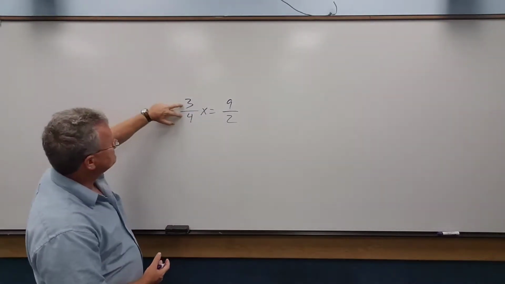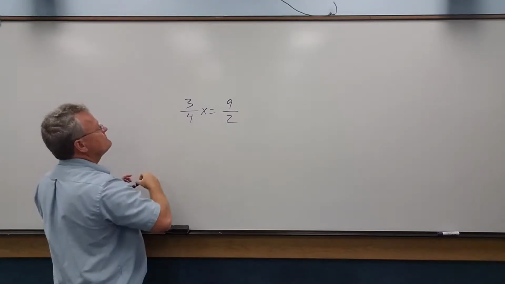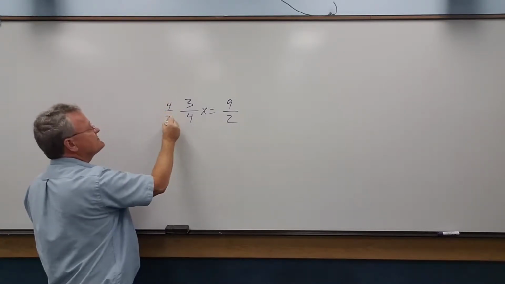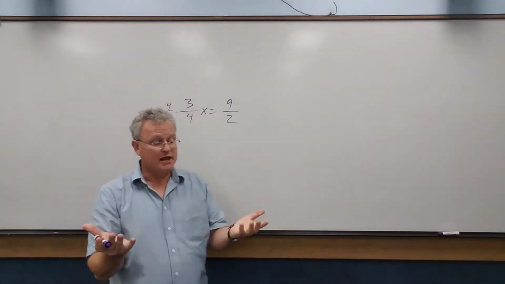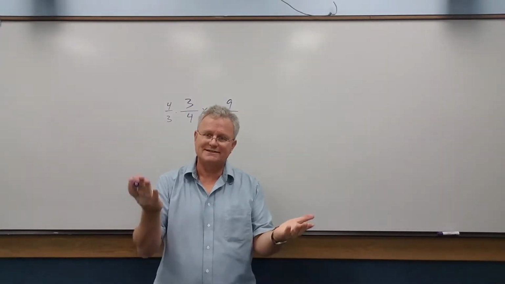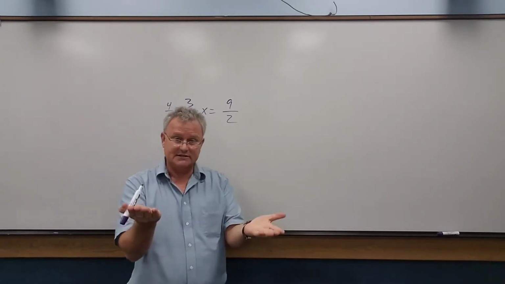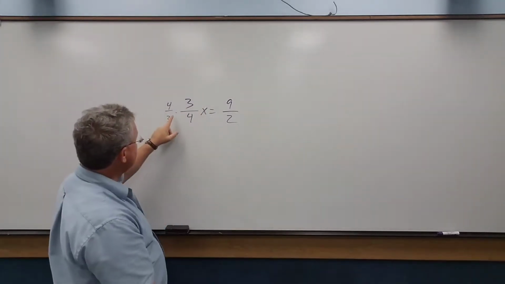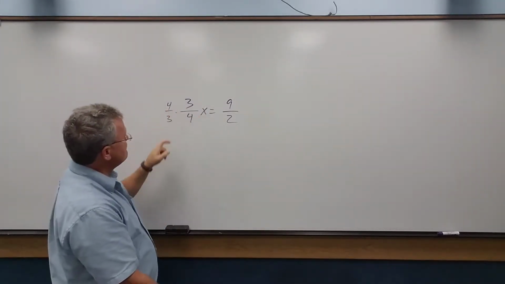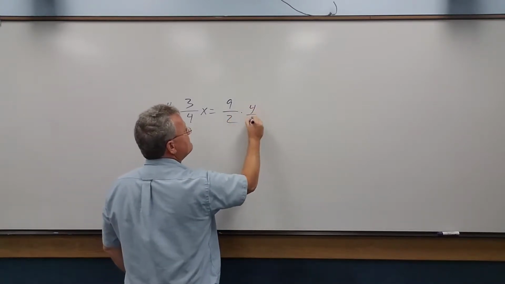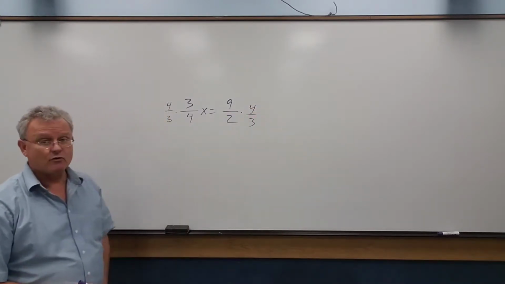But the reciprocal is 4/3. So I multiply the left side by 4/3. But again, with an equation, whatever you do to one side, you've got to do to both sides to maintain your balanced equation. So if I multiply the left side by 4/3, I've got to multiply the right side by 4/3.